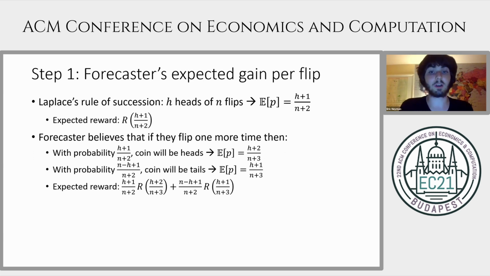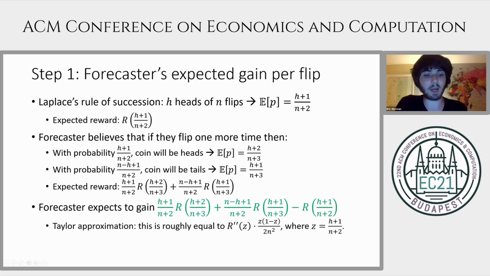Now they can go through the reasoning, okay, with probability (H+1)/(N+2), they will flip heads and update to (H+2)/(N+3). Otherwise, they'll flip tails and update to (H+1)/(N+3). And so they can reason about their expected reward, which is this green number here. And if you think about it, for large values of N, you can approximate this green value really well by this quantity right here, R''(z) times z(1-z) over 2N squared, where z is just our convenient notation for the forecaster's current belief of (H+1)/(N+2).